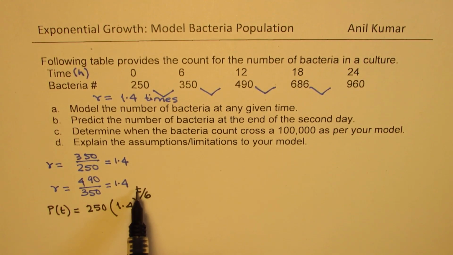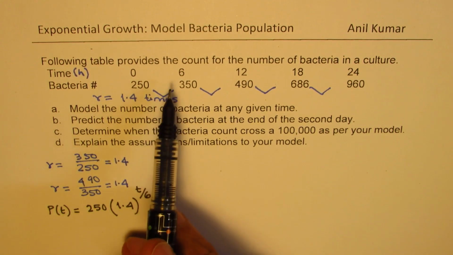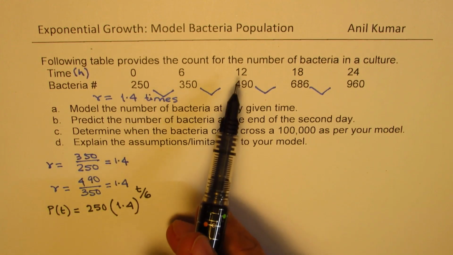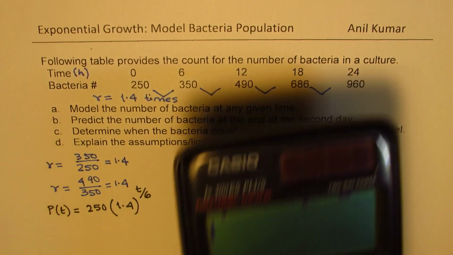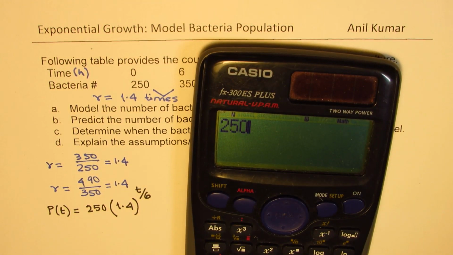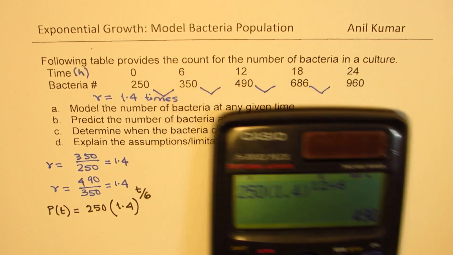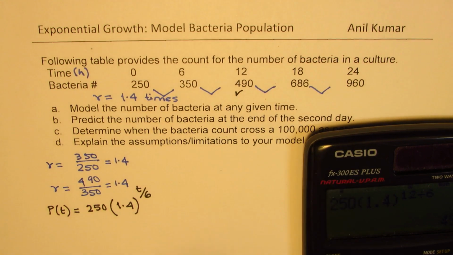Since every 6 hours it is growing by a factor of 1.4 times, if I write 6 for t, I get 250 times 1.4, it matches. And if I write t as 12, I get 12 over 6, which is 2, so we square the factor. Let us check this value. We have 250 within brackets 1.4, and the power we write as 12 divided by 6. If I check the answer, we get 490, right? So 490 works for us.